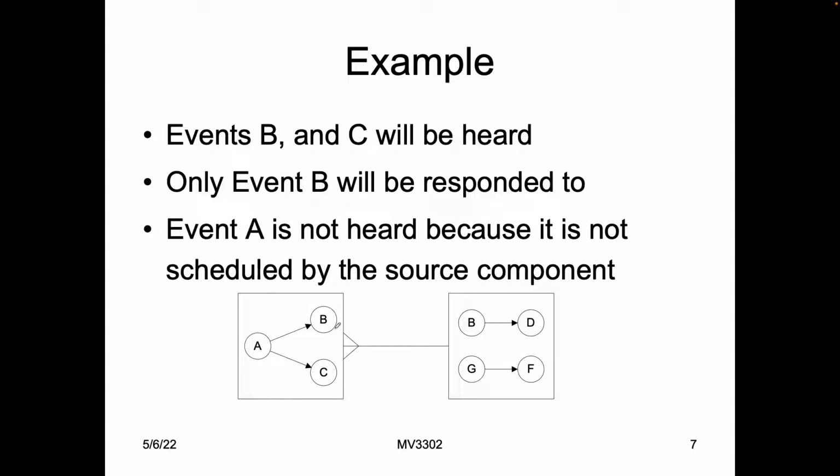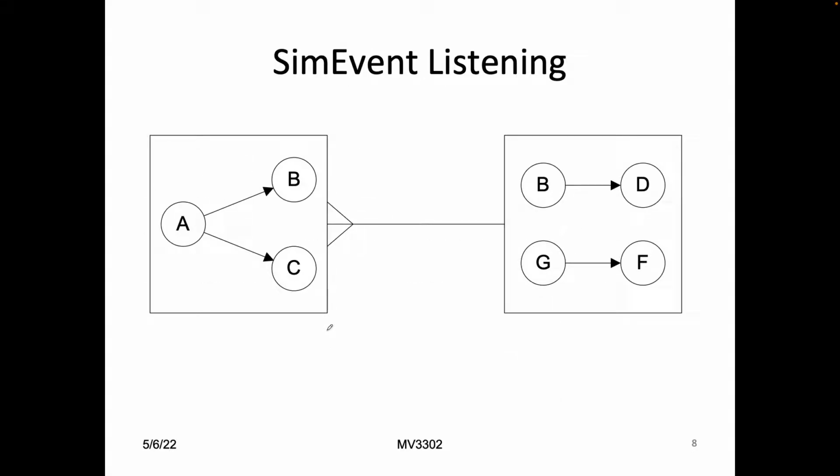Now, the way that it works is that only events that are scheduled will be dispatched, not events that are heard. So at some point event A is going to occur, but because it's not scheduled by this component, it does not get dispatched. But it will schedule events B and C. So let's say that event A occurs, and it will schedule B and C.